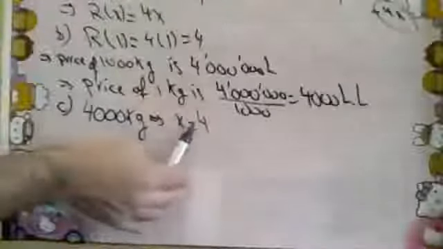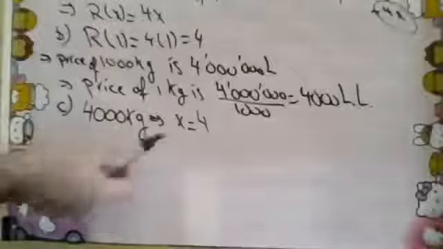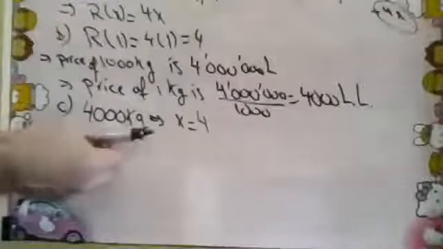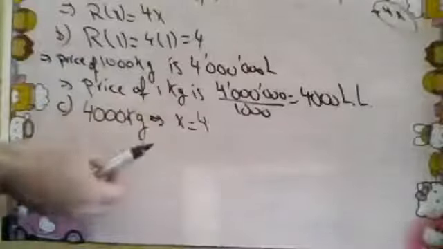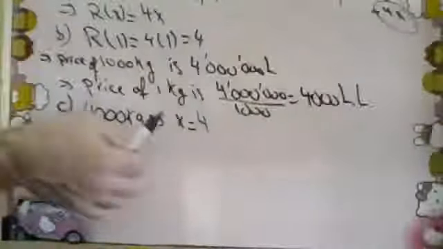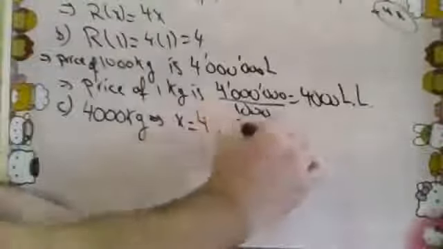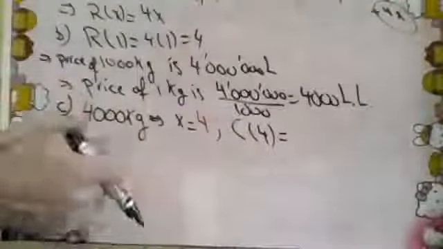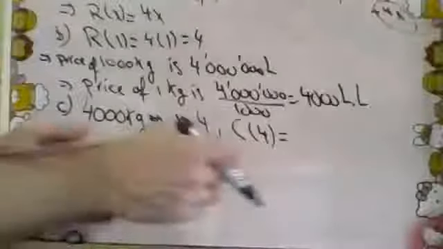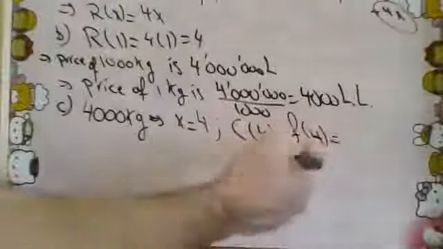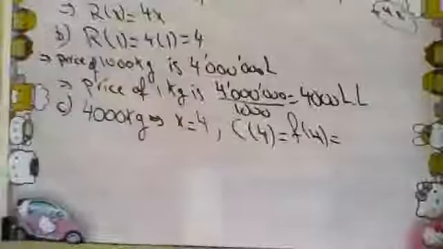Didn't I explain last time how you work it out? If you have x and you want the kilograms, meaning the number of items, you multiply by the unit. If you have the number of items and you want x, you divide by the unit. So here x is 4. We need C of 4, which is the cost of producing 4,000 kilograms of this detergent. How to find C of 4? Given the function C, C of 4 means replace x by 4 in the function. You are given the function and find the value.